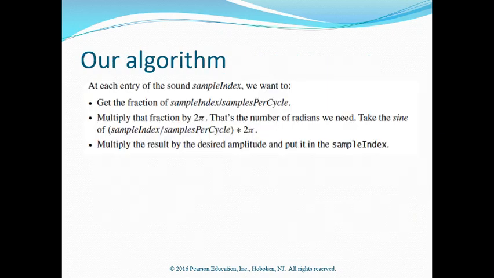Our algorithm: at each entry of the sound sampling index, we want to get the fraction of the sample index divided by the samples per cycle. Multiply that fraction by 2 pi. That's the number of radians we need. Take the sine of sample index divided by samples per cycle times 2 pi. And then multiply the result by the desired amplitude and put it into the sample index.